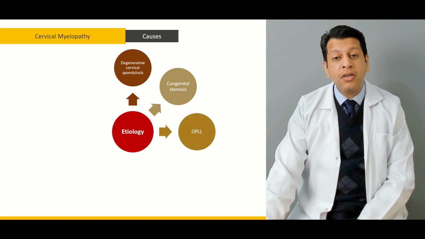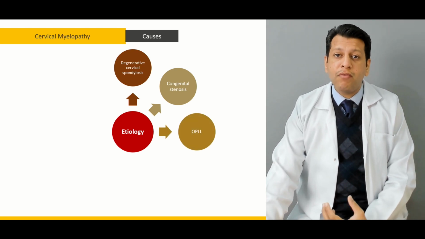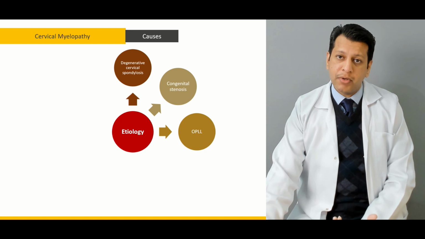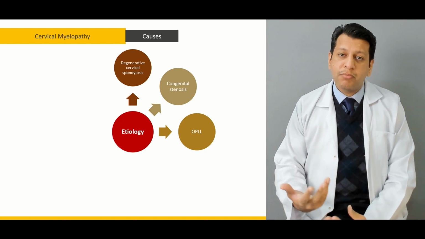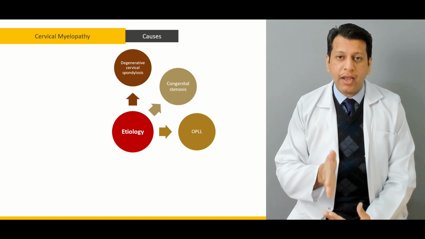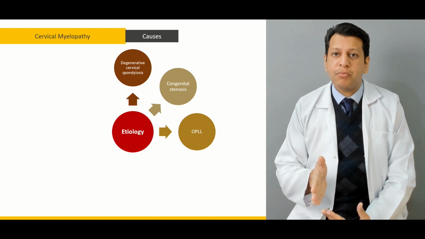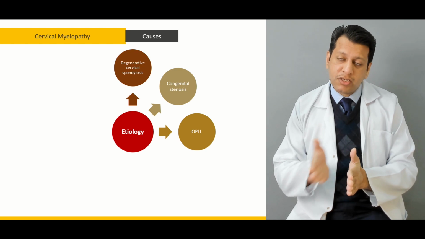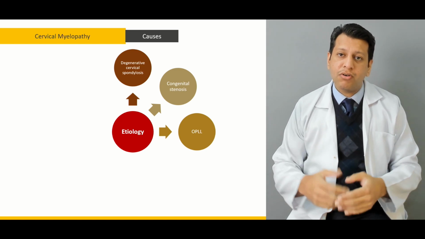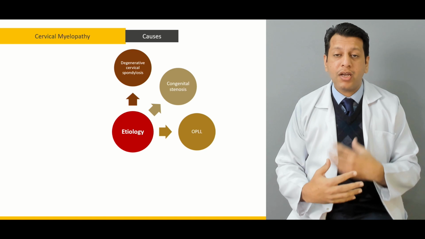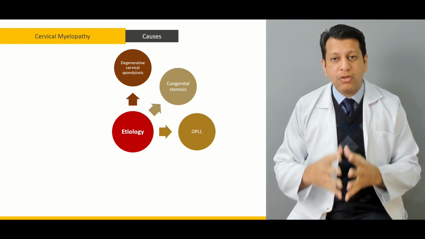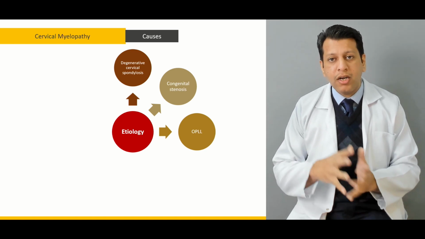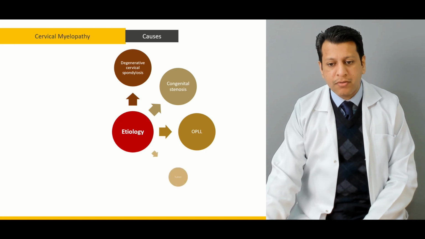Another cause is the ossification of the posterior longitudinal ligament. As I just told you in the previous slide, there is the anterior longitudinal ligament and then the posterior longitudinal ligament. The posterior longitudinal ligament lies just anterior to the spinal cord, and this ossification, hypertrophy or calcification can impinge on the spinal cord, leading to myelopathic symptoms.